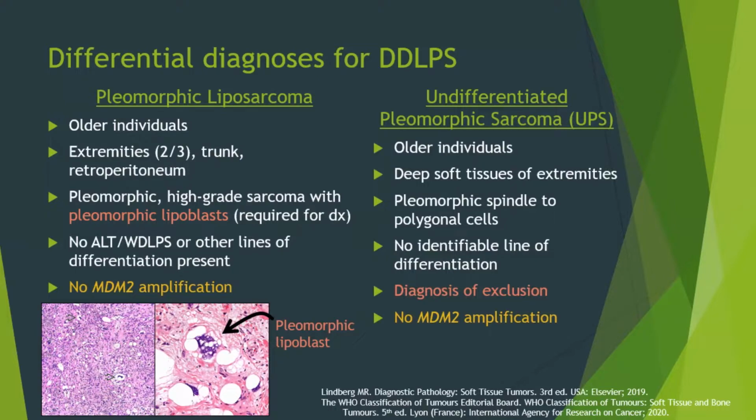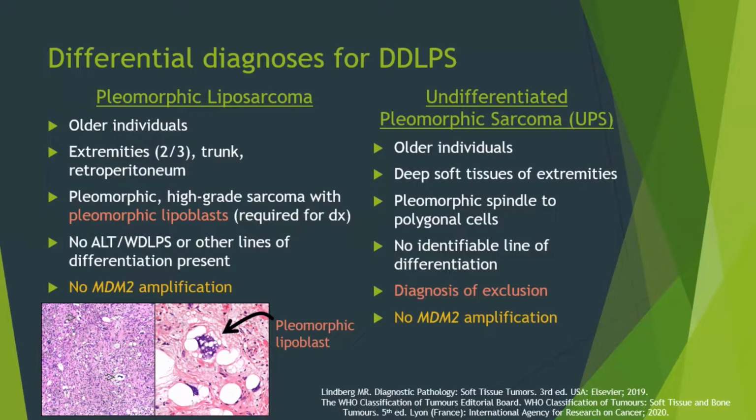Now, pleomorphic liposarcoma also occurs in older individuals. So this is a high-grade sarcoma with pleomorphic lipoblasts, as we can see on the slide. The presence of pleomorphic lipoblasts is required to diagnose pleomorphic liposarcoma, and this is one of the few adipocytic tumors that require the presence of lipoblasts in order to make the diagnosis. In pleomorphic liposarcoma, there should be no atypical lipomatous tumor or well-differentiated liposarcoma differentiation present. This is because dedifferentiated liposarcoma can have a so-called homologous dedifferentiation in which the dedifferentiated component is a pleomorphic liposarcoma.